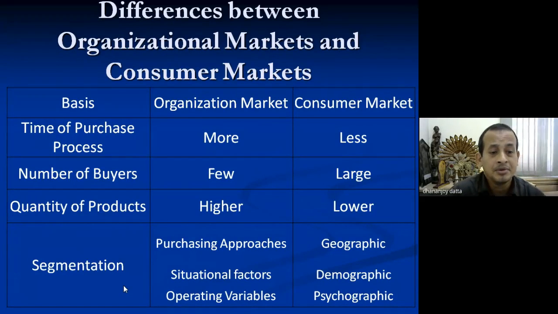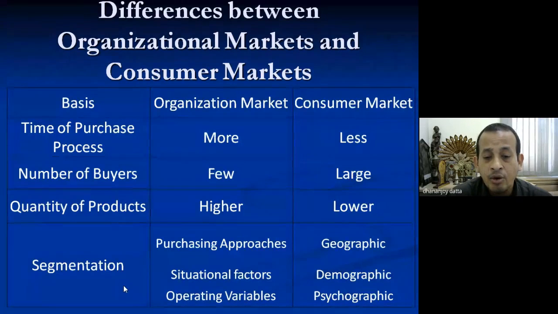Then another important basis is segmentation. On the basis of segmentation also, a difference between the organizational market and consumer market exists. The segmentation bases for the organizational market are purchasing approaches, situational factors and operating variables.